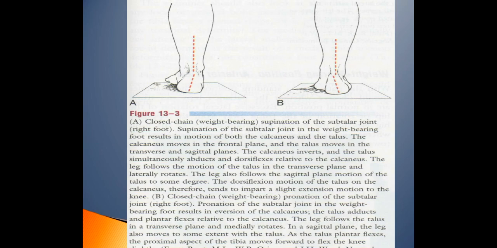joint. In picture B, we can see the closed chain weight bearing pronation of the subtalar joint. Pronation of the subtalar joint in the weight bearing foot results in eversion of the calcaneus. The talus adducts and plantar flexes relative to the calcaneus. The leg follows the talus in a transverse plane and medially rotates. In the sagittal plane, the leg moves to some extent with the talus. As the talus plantar flexes, the proximal aspect of the tibia moves forward to flex the knee joint.